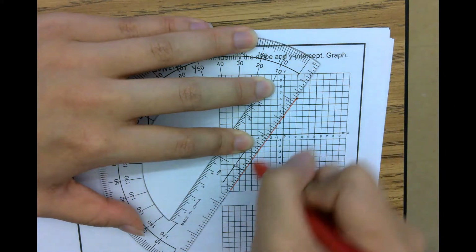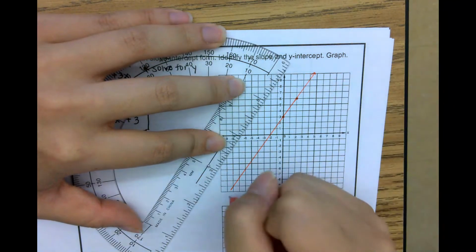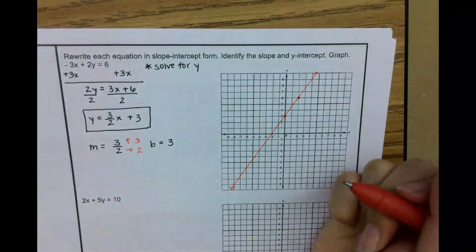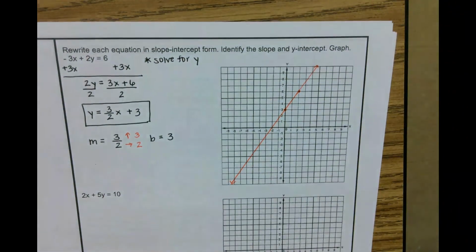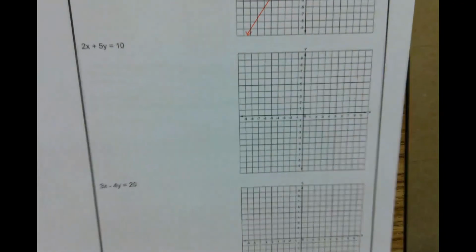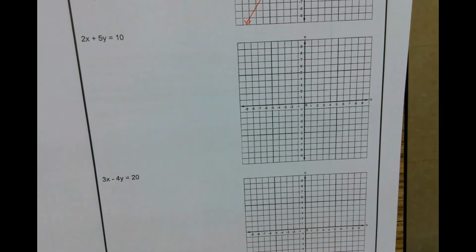Connect. And there's my graph. Okay. I'm going to try one more before I have you do one on your own. So again, this is not slope-intercept form. We call this standard form. Again, I'm going to solve for y.